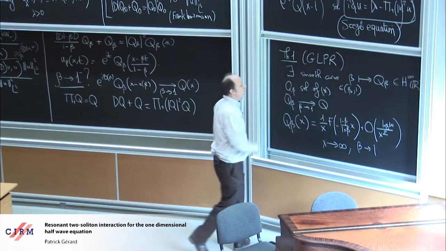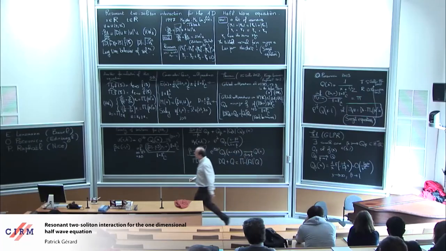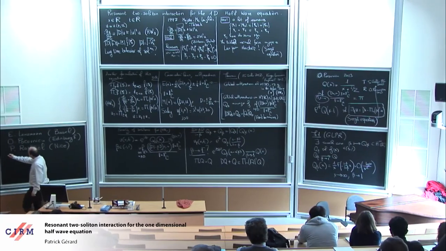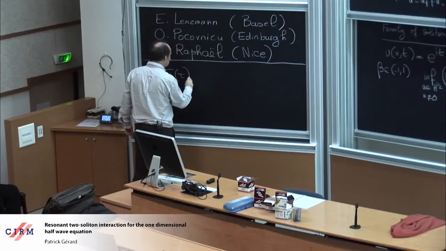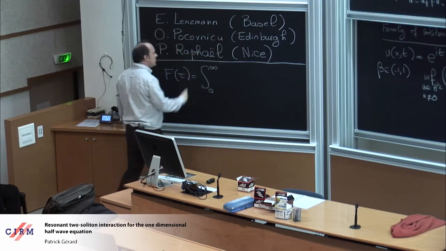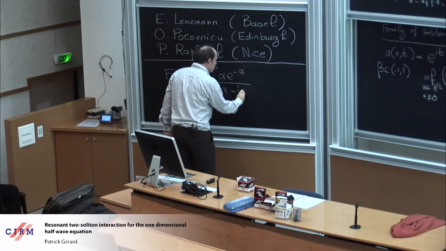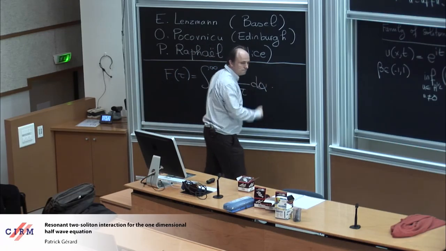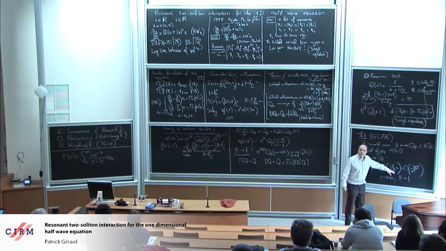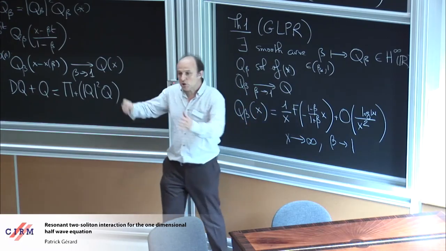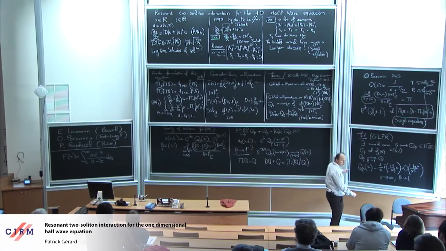And this F function is a special function. Let me write it down here. F(τ) is a very explicit special function. It's the integral from 0 to infinity of α e^{-α} divided by (α - iτ) dα. So it's a nice function which decays at infinity like 1/τ, and which at 0 is 1. It's a complex function, of course.